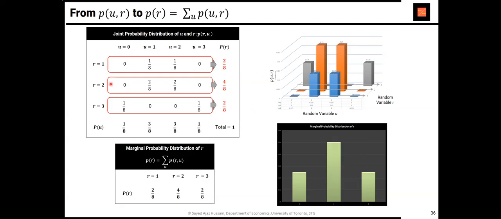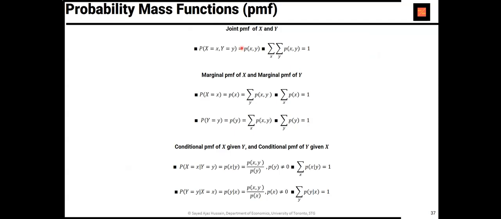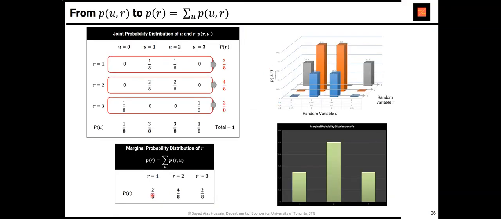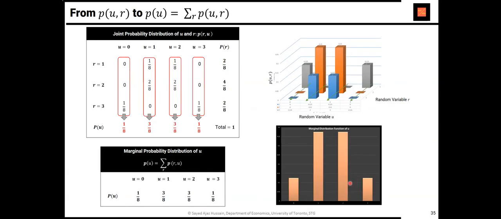For r equal to 2, sum across joint probabilities for all possible values of u: 4 over 8. And what's the probability of r equal to 3? Summing across all possible values of u, the answer is 2 over 8. So this gives you the expression that we just did. Once again, coming back to summing up to 1, notice that these probabilities add up to 1. If they didn't, it would not be a legit distribution. If I go back one previous slide, those probabilities also add up to 1.